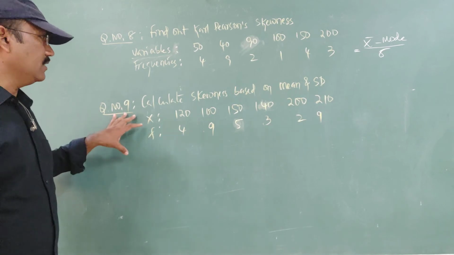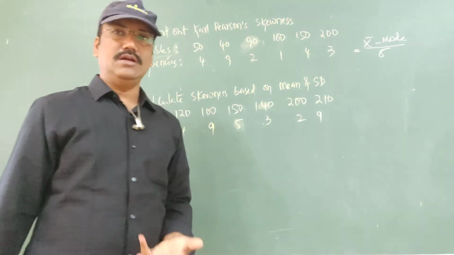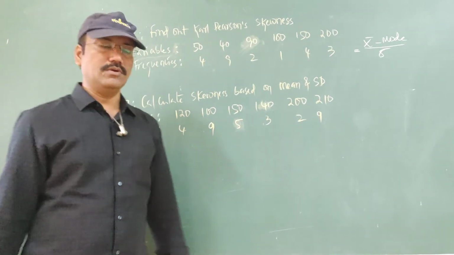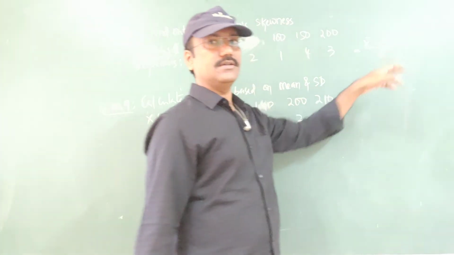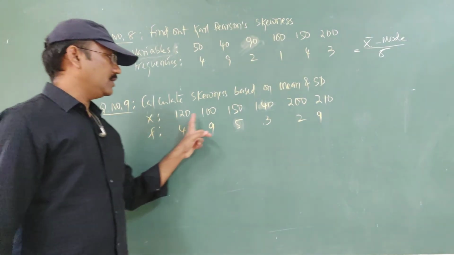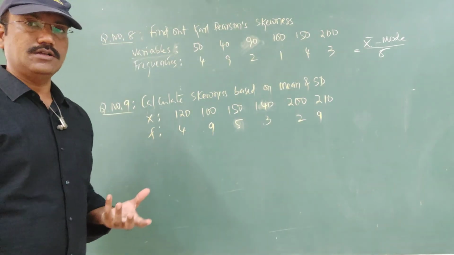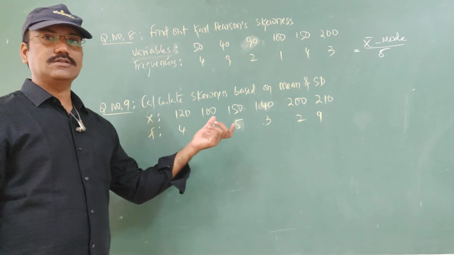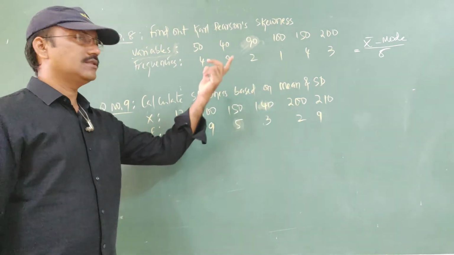Now look at question number 9. Calculate the skewness based on mean and standard deviation. Mean and standard deviation base means which skewness? It is Karl Pearson only, right? So variables are like this: 120, 100, 150, 140, 200 and 210. Then how to find the mode? Mean is possible to find by f into x, d square, f into d, and f d square, and we will get the standard deviation.